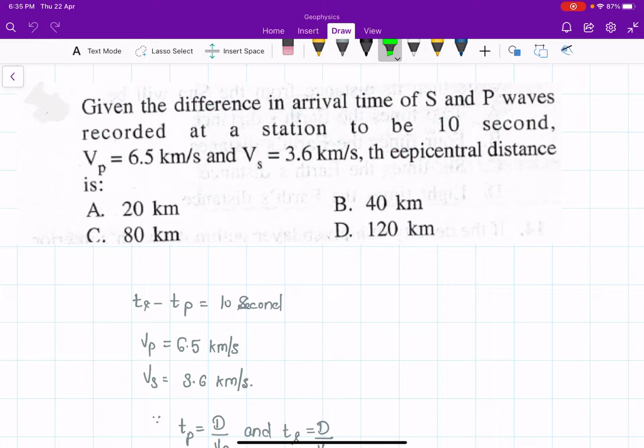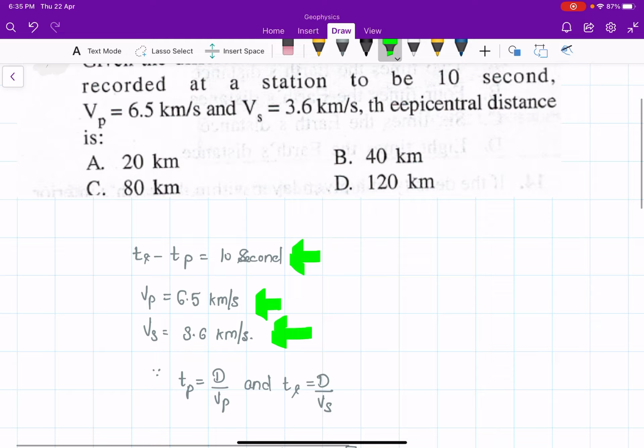Next is, given the difference in the arrival time of S and P waves recorded at a station to be 10 second. So here given that the difference is 10 second, that is TS minus TP is 10 second, and VP is equal to 6.5 kilometer per second, and VS is 3.6 kilometer per second. So we have to find the value of epicentral distance.